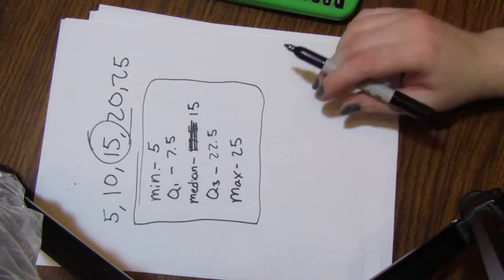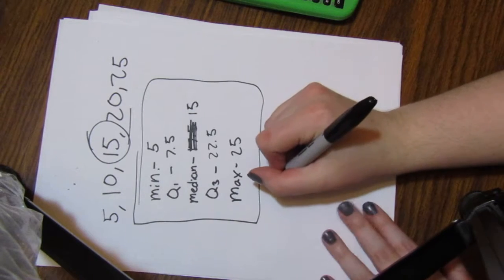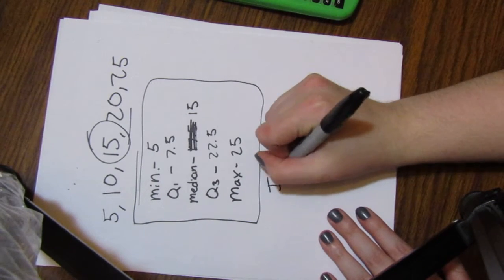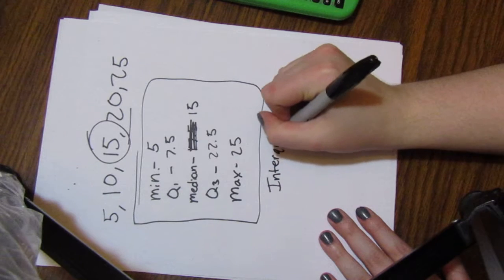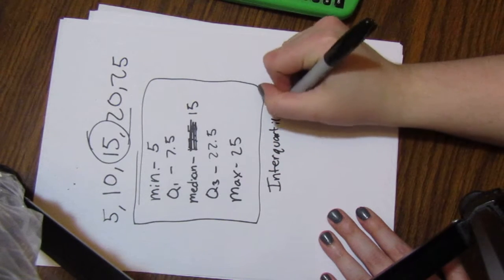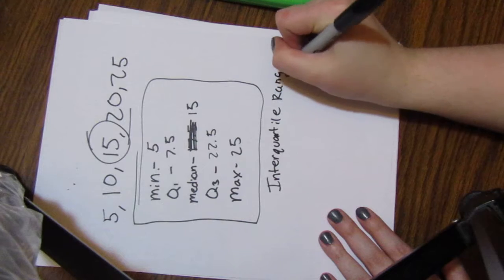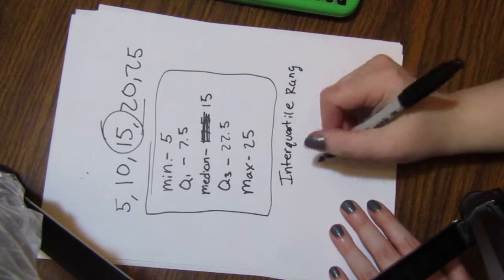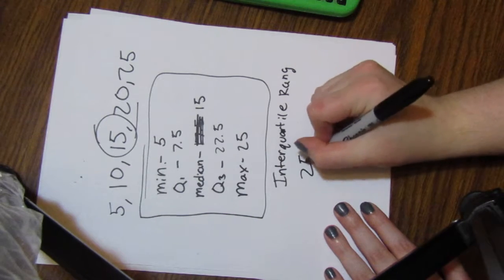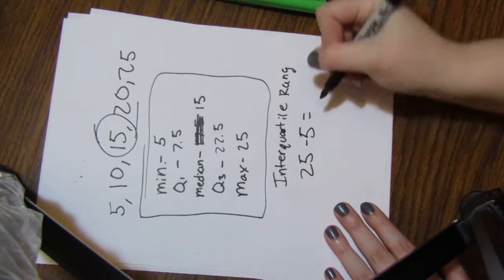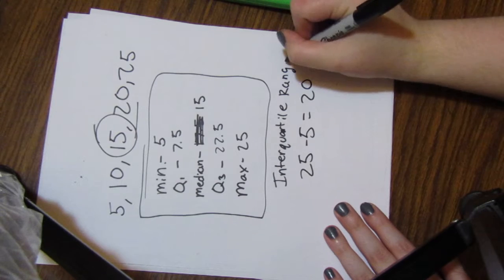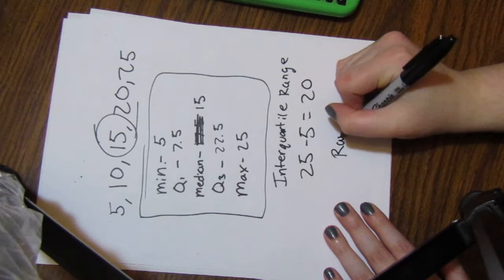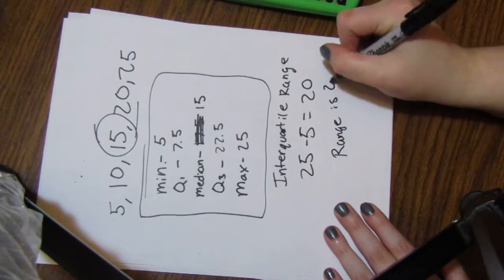She's also going to ask for the IQR, which is the interquartile range. And range is highest minus lowest, as we learned last week. So we're going to take the highest, which is 25, minus 5. That's going to equal 20. So the range is 20.